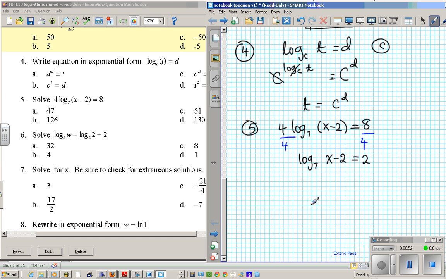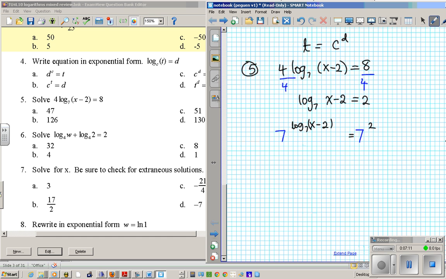Much easier, right? Now to get rid of the log, the base is 7. So what I'm going to do is put a big 7 on the left and a big 7 on the right. And I'm going to have a little log base 7 of x minus 2 on the right side, and on the left side, I'm going to have 7 squared like that. Okay? On the left side, the log and the 7 cancel out. And then we're going to have x minus 2 equals, what is 7 squared? 7 squared is 49, right?